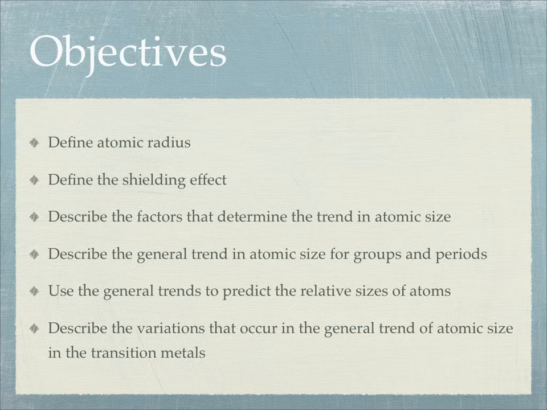Be able to define atomic radius and the shielding effect, describe factors that determine the trend in atomic size and general trends for both groups and periods, and then use those to predict relative sizes of atoms and describe the variations that occur in these trends of atomic size in the transition metals.